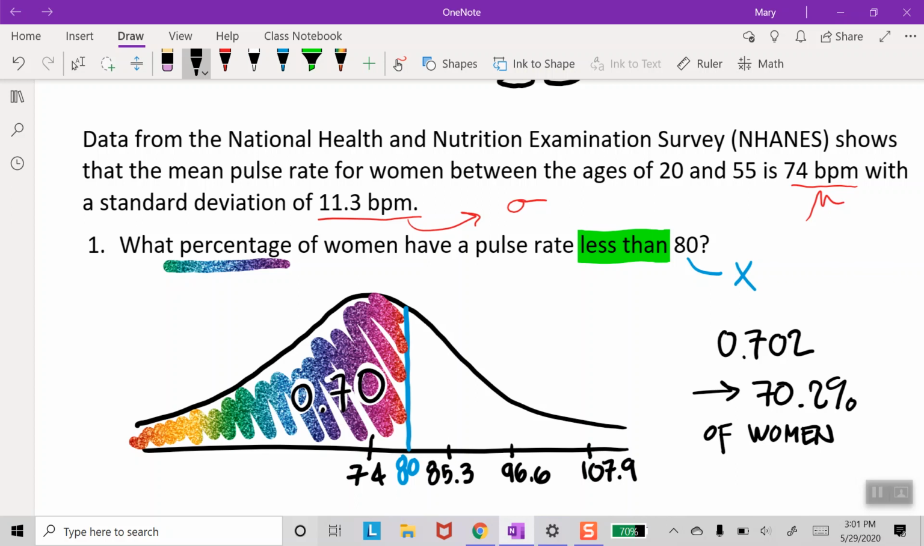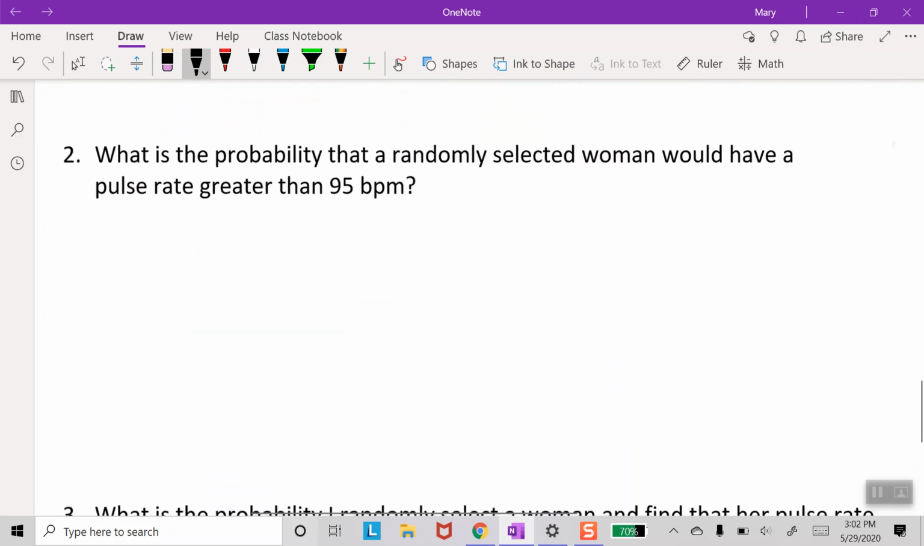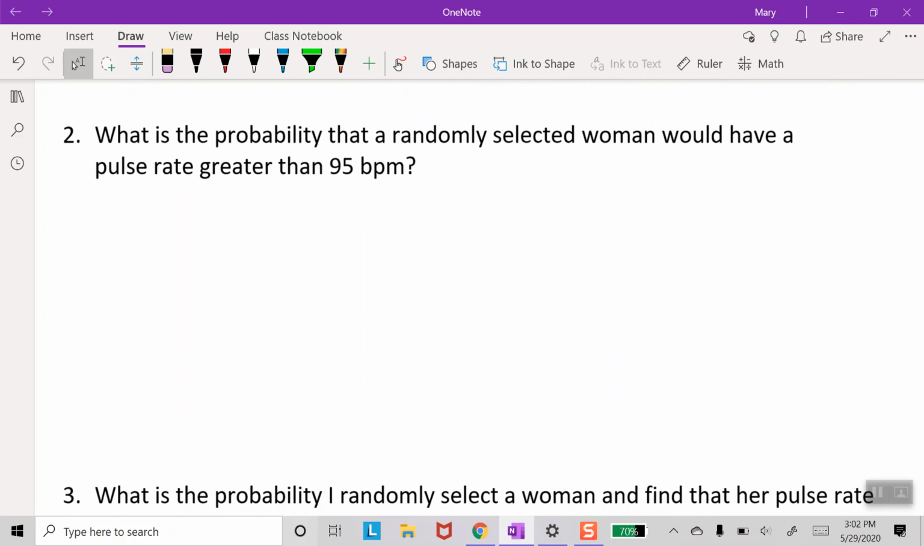So that is, the answer we get is the proportion that's shaded, and that's our percent there. Let's try the second one, see how things are going to change. What's the probability that a randomly selected woman would have a pulse rate greater than 95 beats per minute? Again, draw the curve.